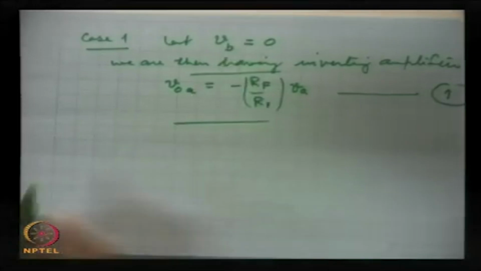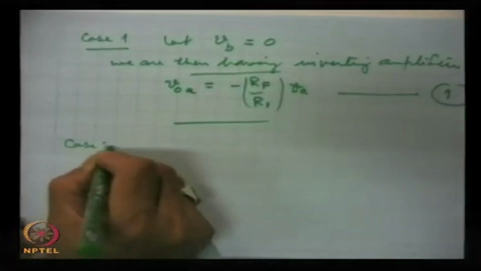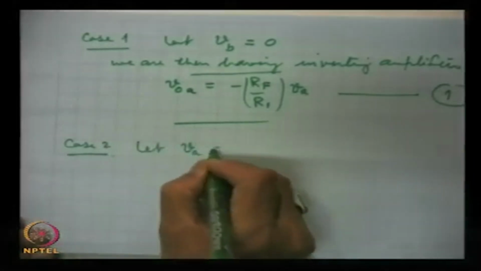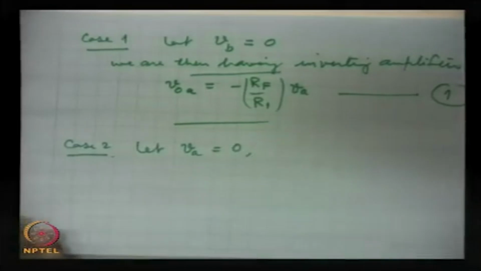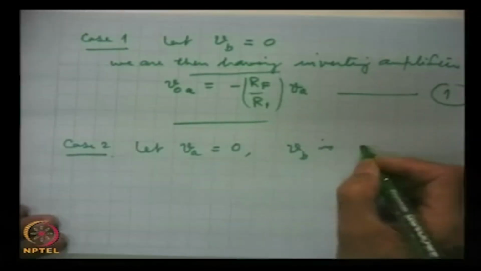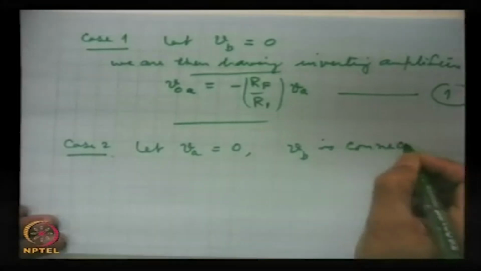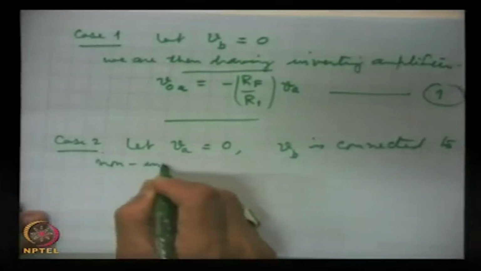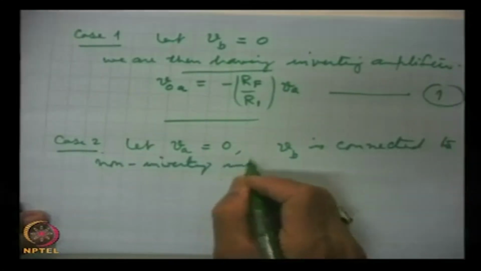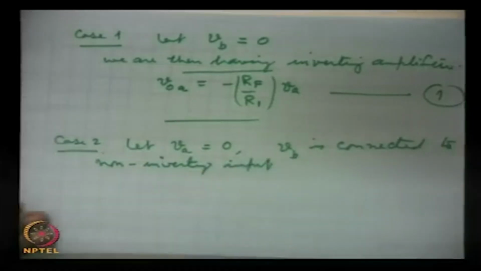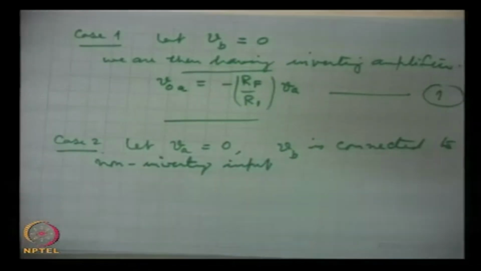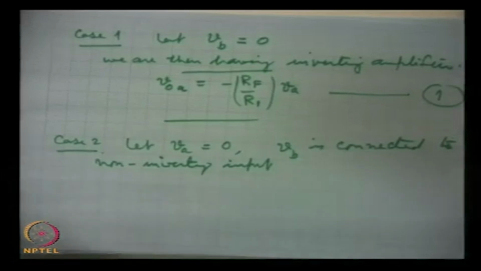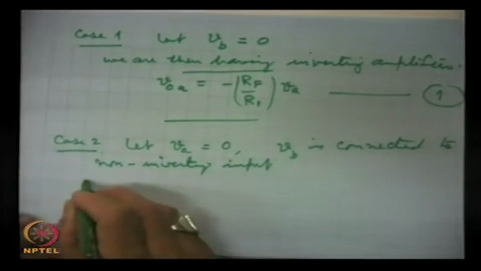We take case 2. Case 2 is let VA be grounded and VB is connected to the non-inverting input with resistances R2 and R3. This is implied. So then we are dealing with a non-inverting amplifier.